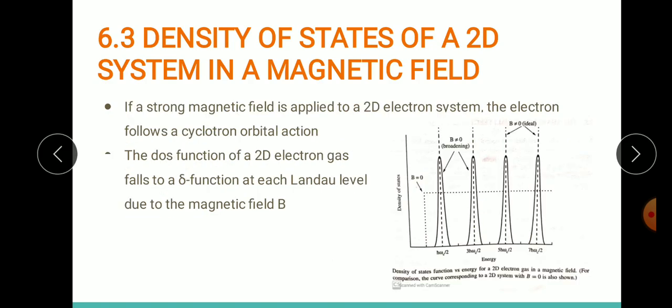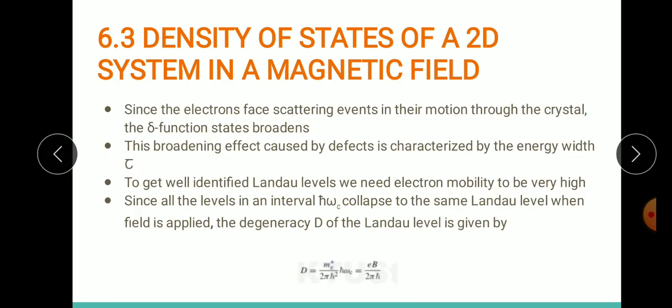So the broadening from the ideal condition was basically due to scattering by impurities or by defects in the system, or even due to lattice vibration. And this broadening effect is determined by the energy width tau. If you want to observe Landau levels, or specifically identify these Landau levels, we need the electron mobility to be very high. Only then can we determine their intermediate energy levels or their Landau levels.